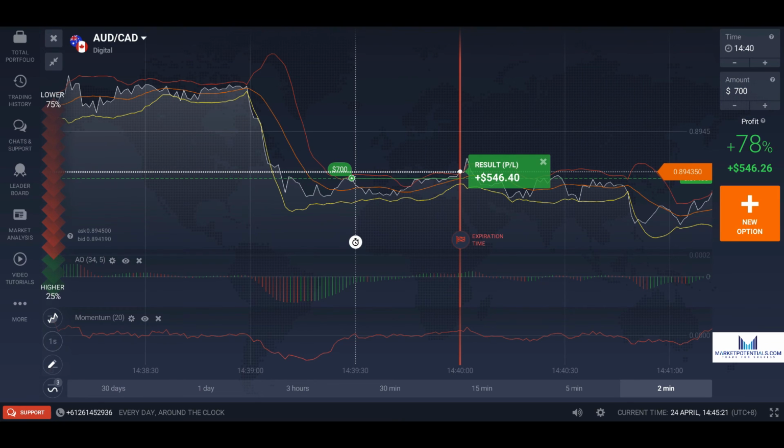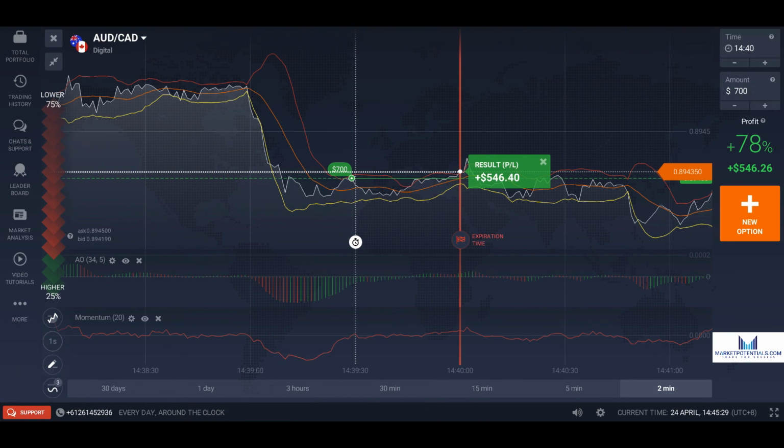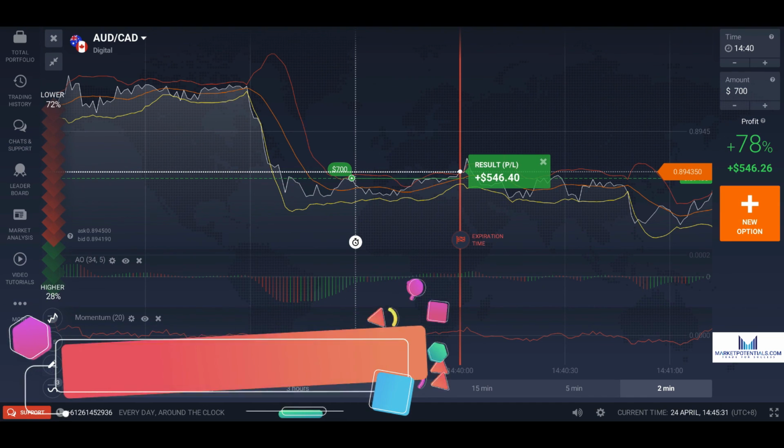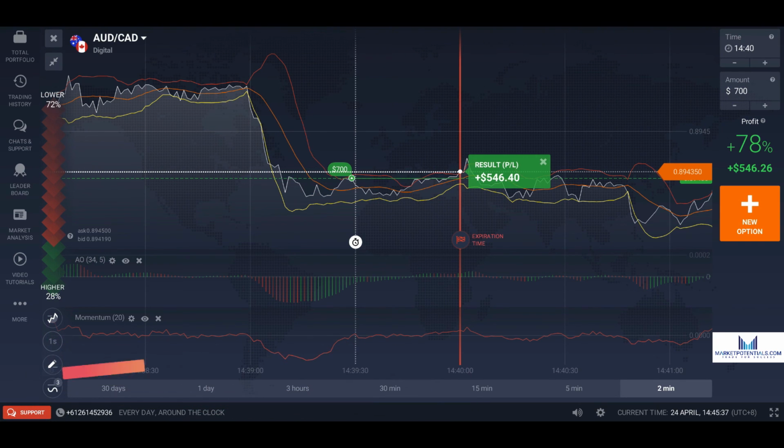So again, if you're an action taker, I do encourage you to do what I just asked you to do, sign up for the account, learn with just $10 on a minimum deposit, and you'll be able to eventually get to the kind of returns that you're looking at and make $100, $1,000, whatever you want. All right, it's entirely up to you.